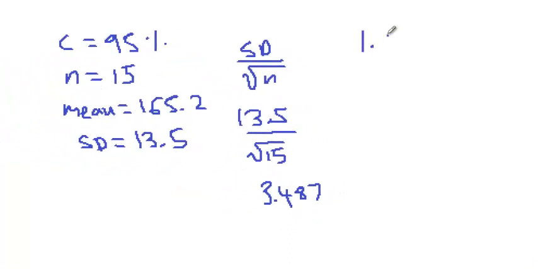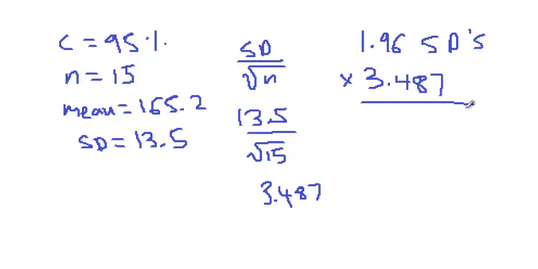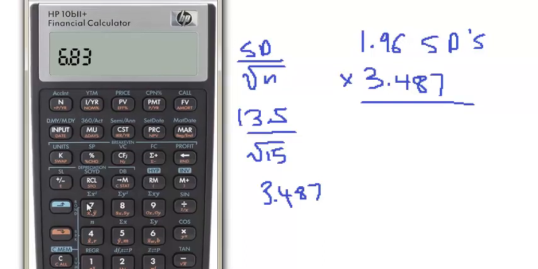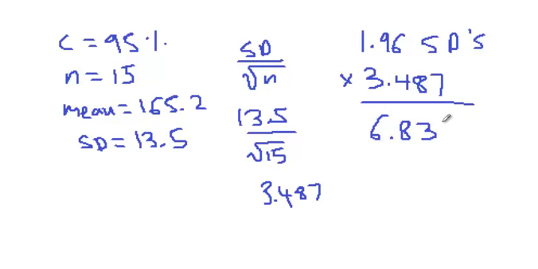So 1.96 standard deviations times, and each standard deviation is 3.487. So let's do the 3.487. Get the calculator back up here. 3.487 times 1.96 standard deviations, and we get approximately 6.83. And if we want to round it off a little bit, we'd get, let's call it 6.835, is 1.96 standard deviations away from the mean.